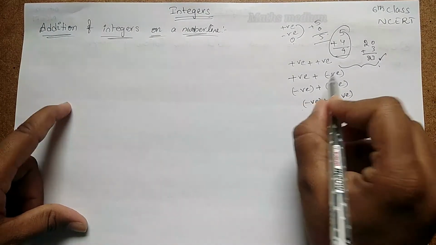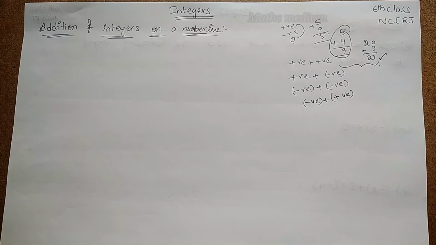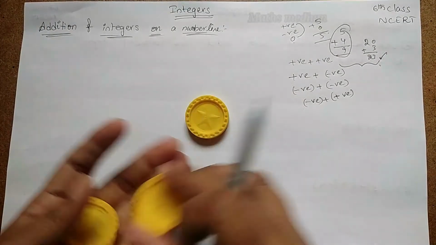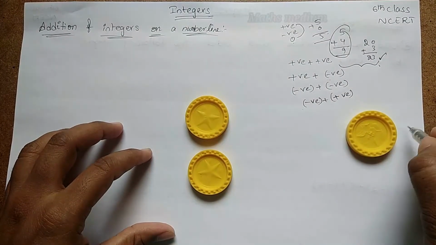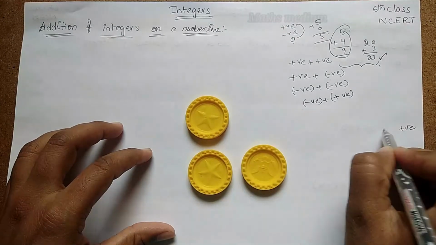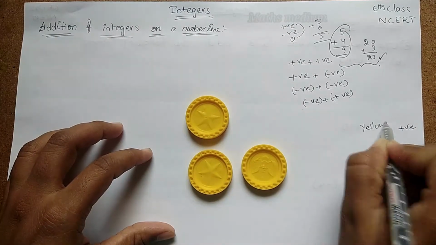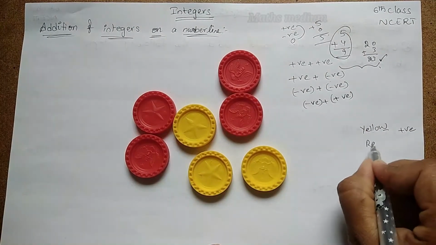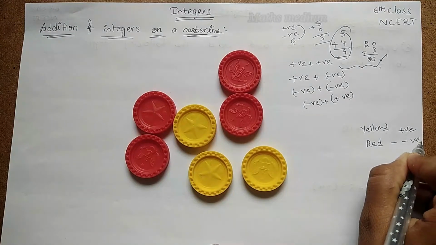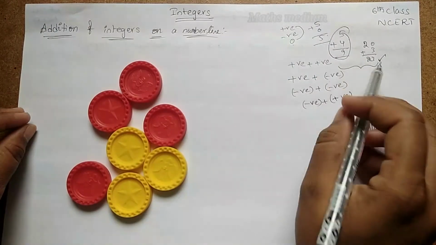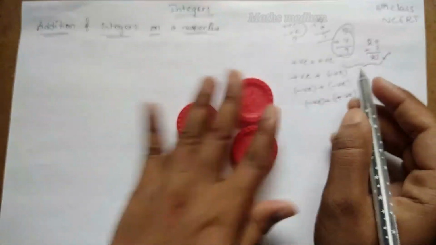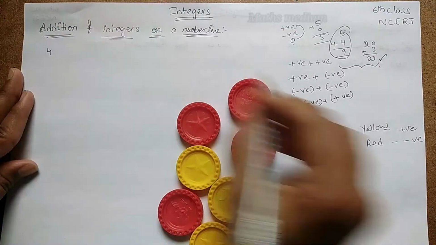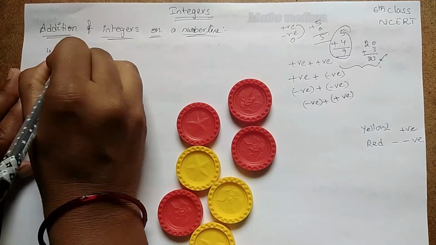But in the case of positive and negative, I'm going to tell you with a small activity here. I'm sure that you will understand this. Let's take these yellow coins as positive numbers. So this is yellow, as an example. Let's take these red coins as negative numbers. Positive and negative.